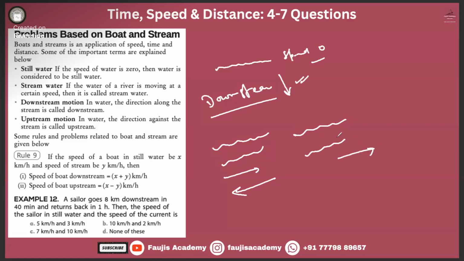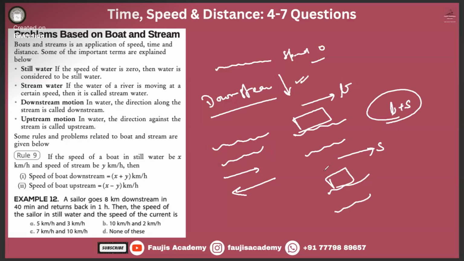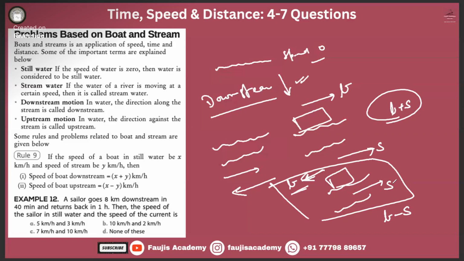Downstream, what happens is that the direction of the stream is this, and the boat is this. Let's say the boat is this. Obviously, the boat doesn't look like this, and the direction is also this. It's B and the stream S. So the effective speed becomes B plus S. In the case where the speed of the boat is B and the speed of the stream is S, and these two are in different directions, the speed of the boat gets reduced by the speed of the stream, because the boat is trying to move to the left-hand side and the stream is trying to pull it to the right-hand side, right?